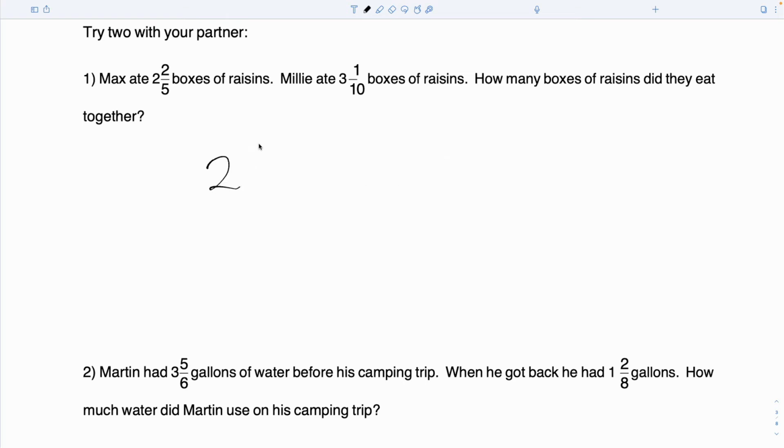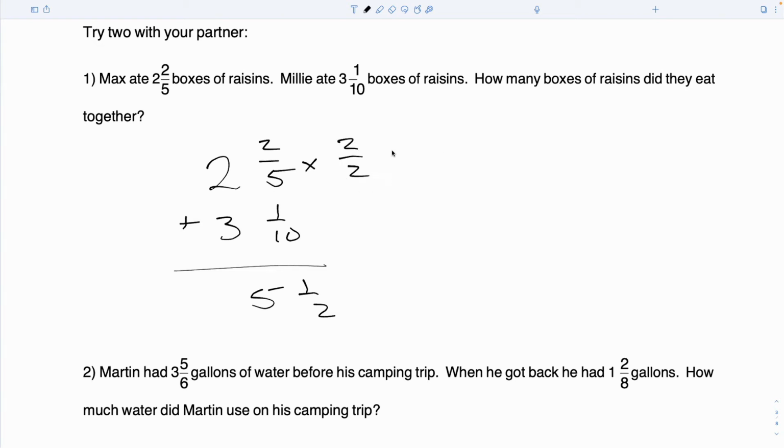5.5 boxes. If you agree with that, silent yes. If you disagree, silent no. 5.5, is that what you got? 5 1/2. Any silent no's? Checking. Okay, hands down. That looks correct because I'm going to multiply that by 2.